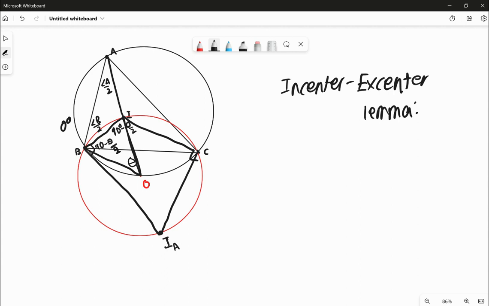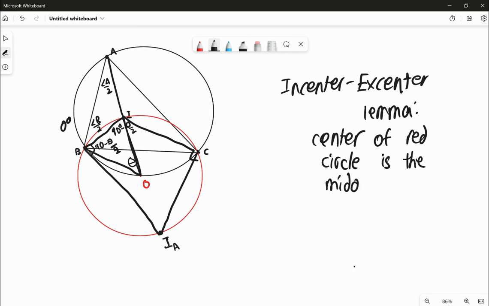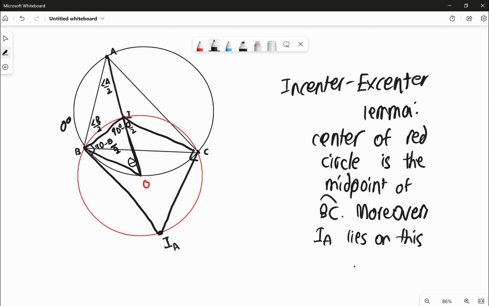So this is not the full statement. The center of the red circle is the midpoint of arc BC not containing A. And then, moreover, I_A lies on this circle. And this ends up being really powerful in a lot of Olympiad problems. So make sure to keep this in mind next time.